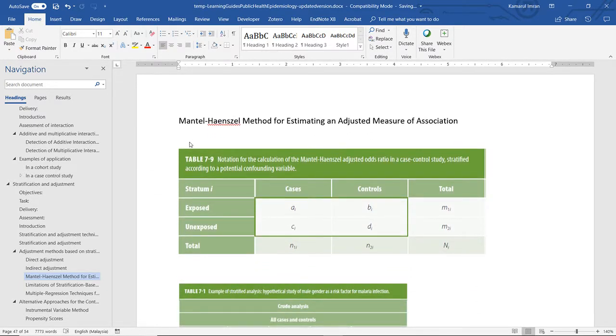Next, you can do the Mantel-Haenszel method for estimating an adjusted measure of association. For example, in table 7.9 you have cases and controls, and you have exposed and non-exposed.